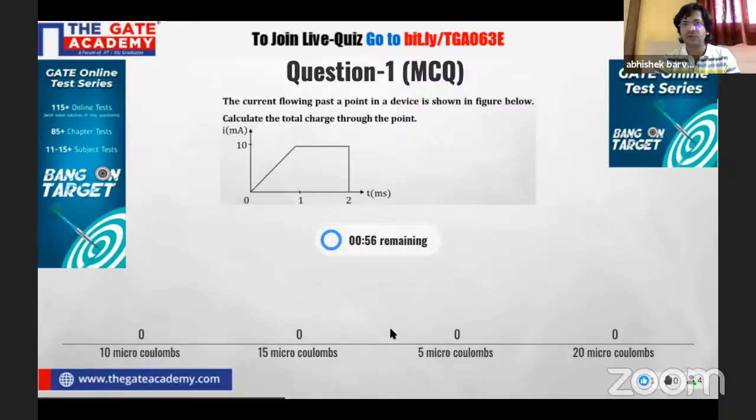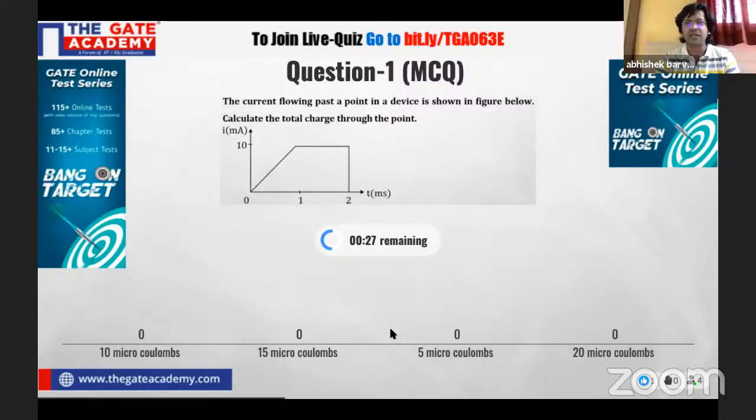The current flowing past a point in a device is as shown in the figure. As you can see, the graphical representation of the current is given, and what you have been asked is to calculate the total charge through the point, in microcoulombs. I'm sure you know the relation between current and charge. I guess this much hint is enough for you.